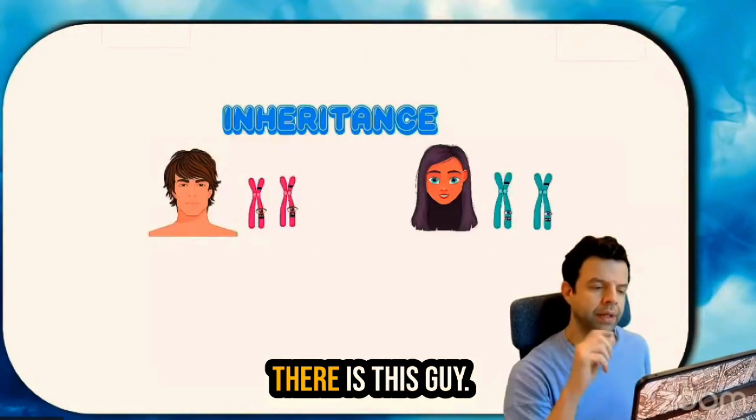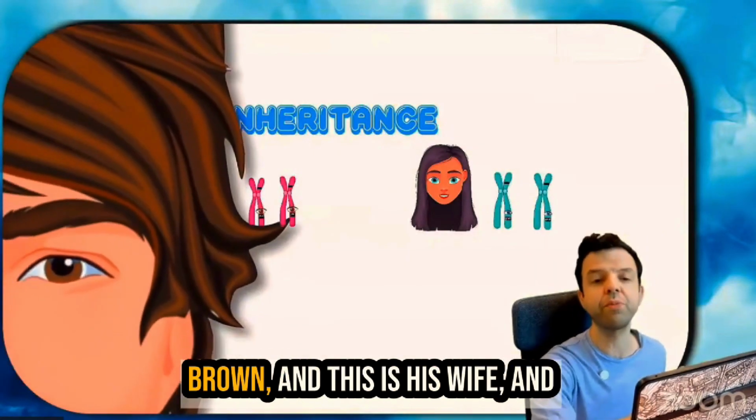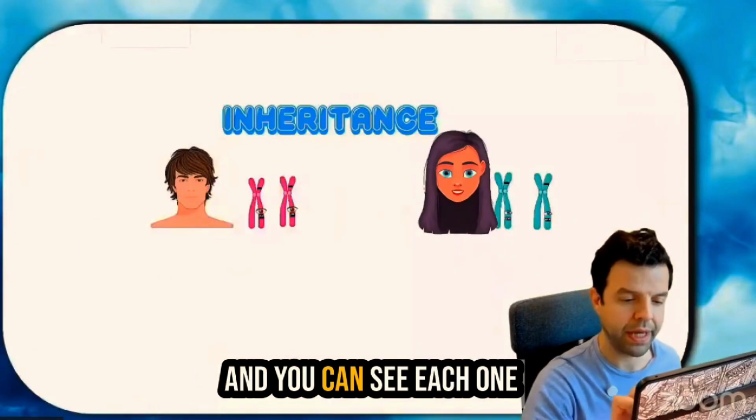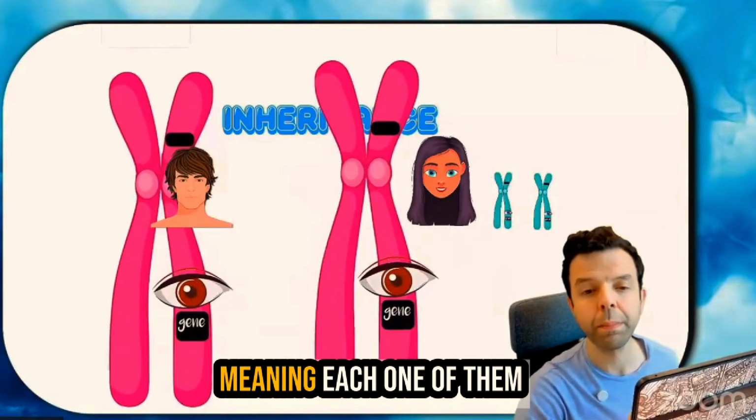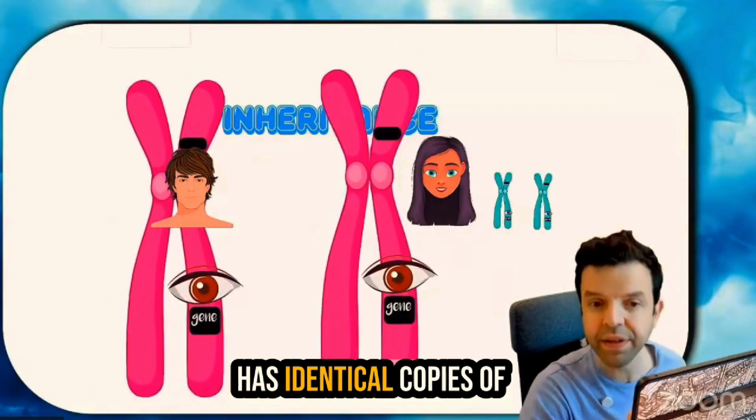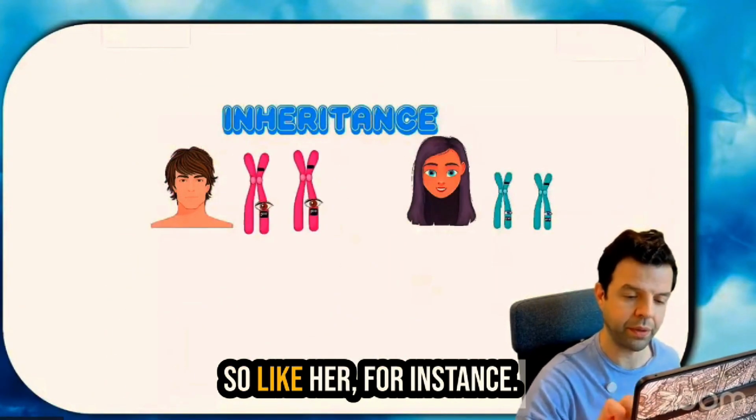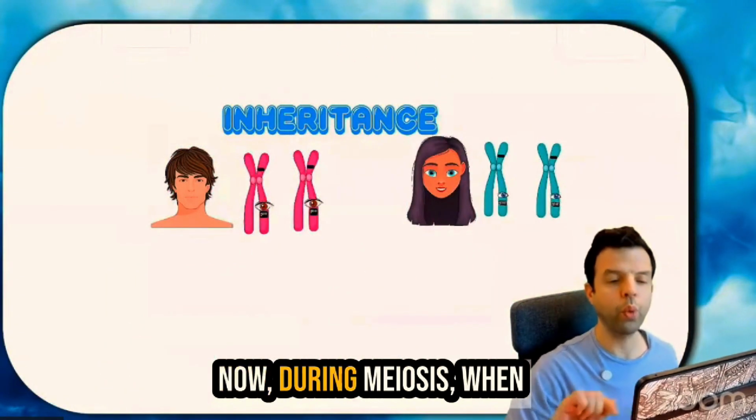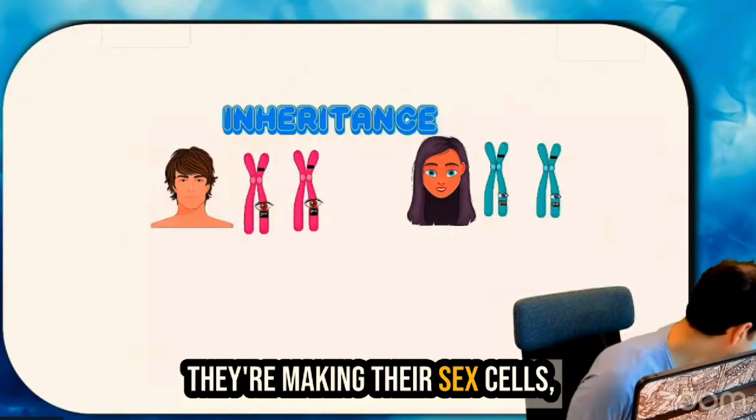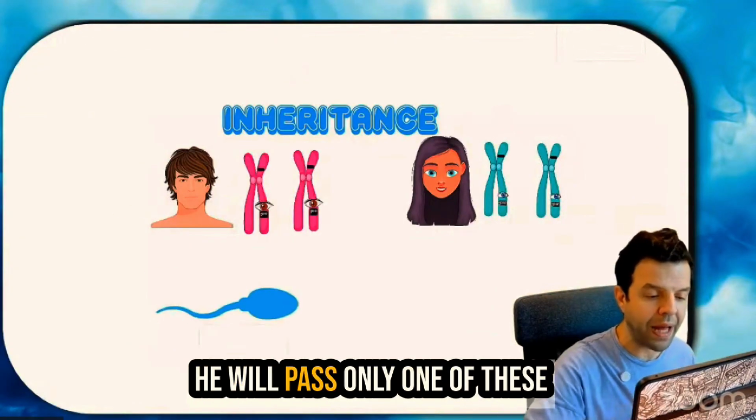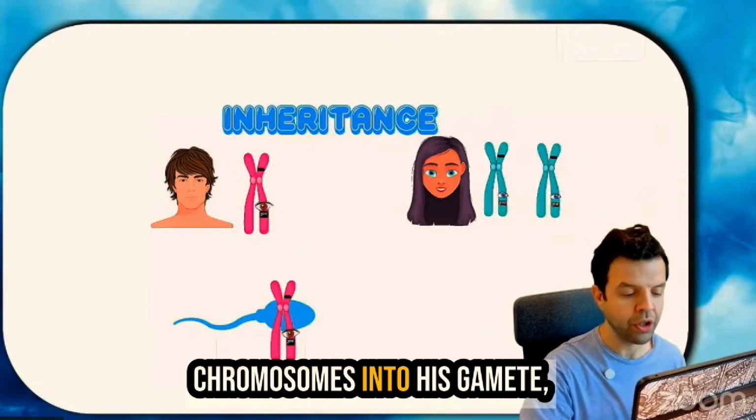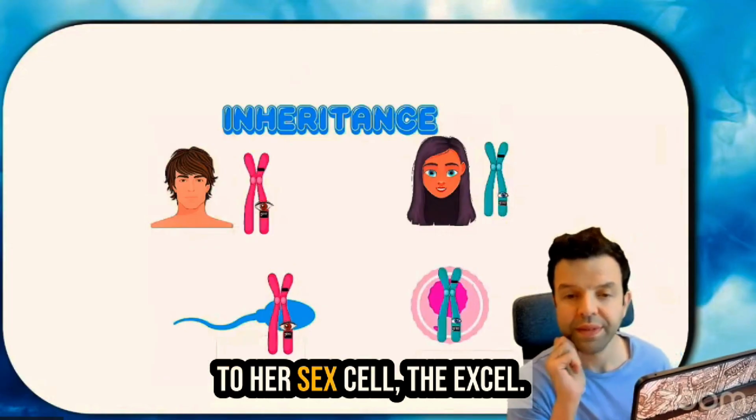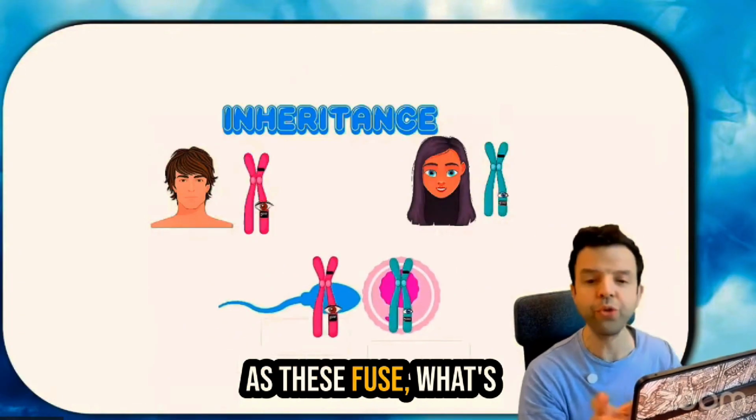So let's take this example. There is this guy whose eye color is brown, and this is his wife, and her eye color is blue, right? And you can see each one of them is homozygous, meaning each one of them has identical copies of the eye color gene. Like her, for instance, she has two copies of blue eye color, right? Now, during meiosis, when they're making their sex cells, what is going to happen here? He will pass only one of these chromosomes into his gamete, and she will only pass one to her sex cell, the egg cell. As these fuse, what's going to happen?